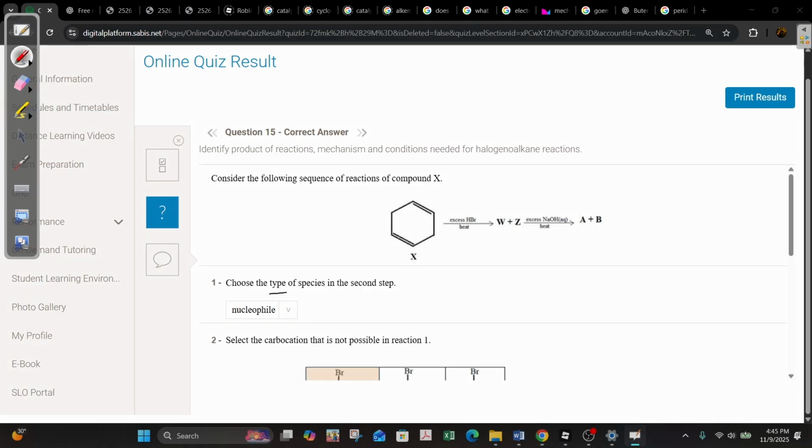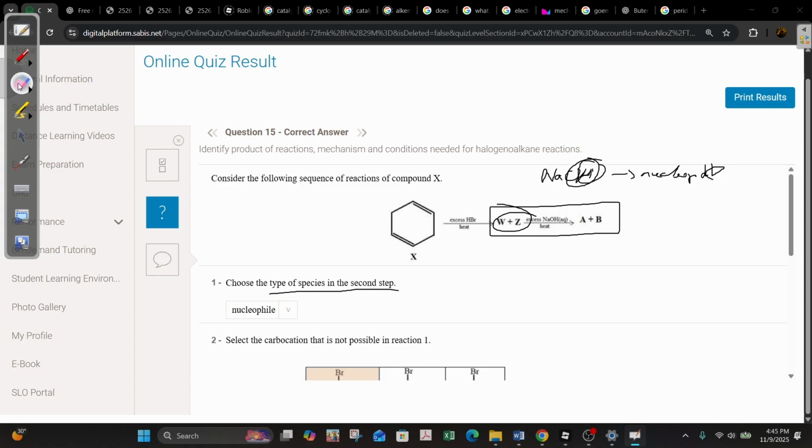Okay, choose a type of species in the second step. So they're talking about this second step. You know that NaOH, OH is the nucleophile, and that is the type of species we want. Not this, but it's usually the one that is reacting with it. That's what we name it. That's what the species is. So it'll be a nucleophile, which is OH.